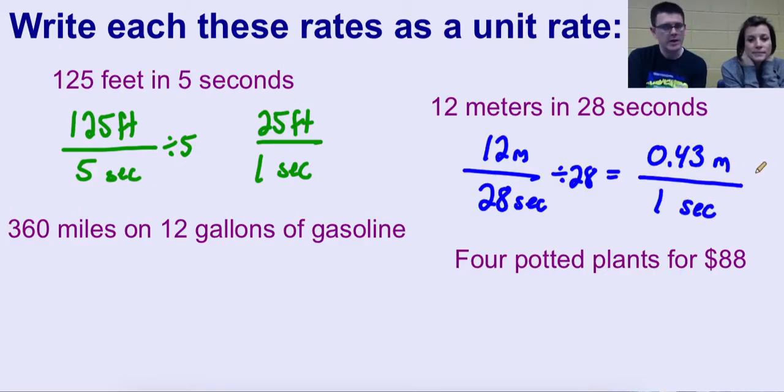Okay, so we got a big long decimal, but Mrs. King rounded that off to 2 decimal places. So we got 0.43 meters, so not quite half a meter per second.